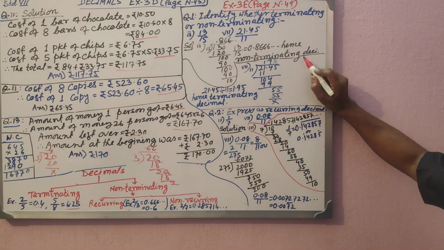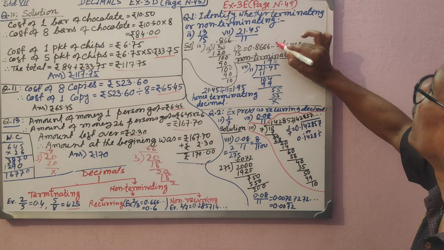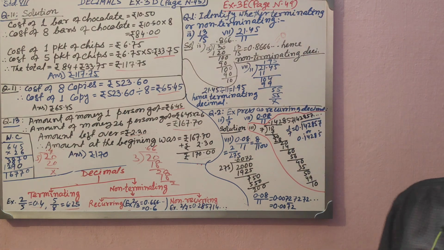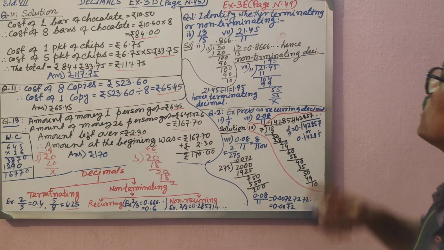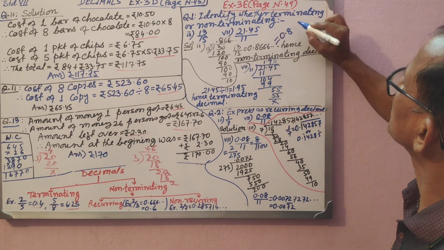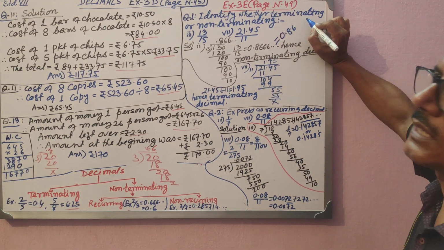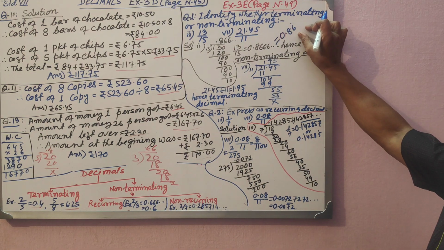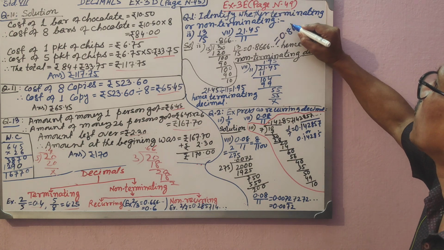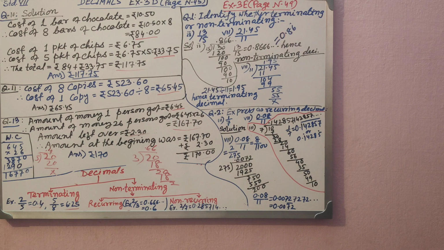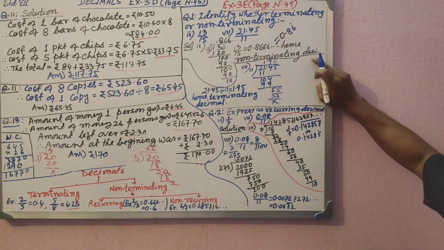Of course it's non-terminating. This can be written as 0.8 with the digit 6 repeating. You don't have to write the digit 6 many times; you put a recurring dot over it. When several digits are repeating, you put a recurring bar over them. In this case, one digit is repeating, so you can put a dot. That means this is a non-terminating repeating decimal, or recurring decimal.